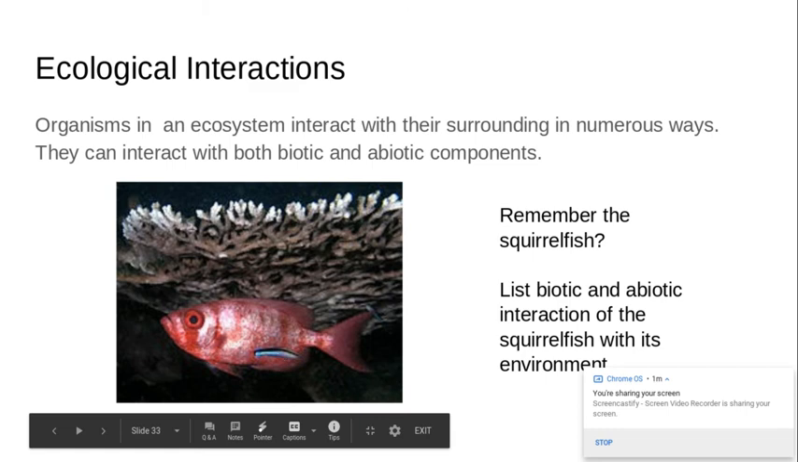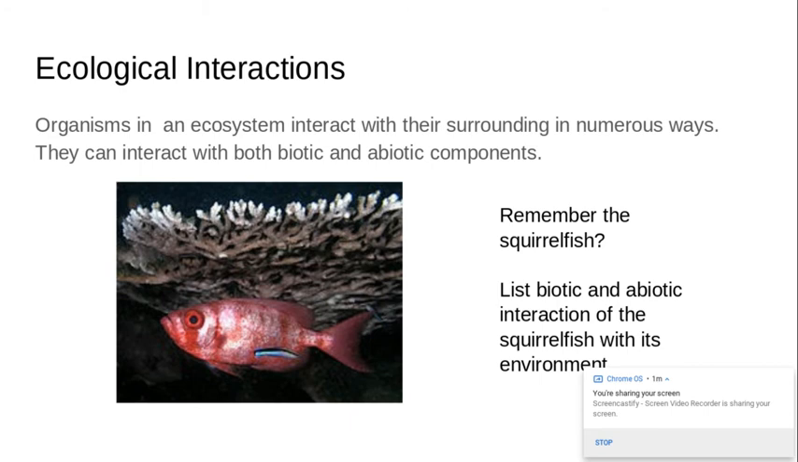Wrasse fish, so that would be biotic. It interacts with the coral, which is biotic. Even if the coral is no longer living, it's still considered biotic. Biotic means it's either alive or was once alive. So like if you were looking at a tree trunk, that would be biotic. Even though the tree is no longer alive, it's still part of a living thing.